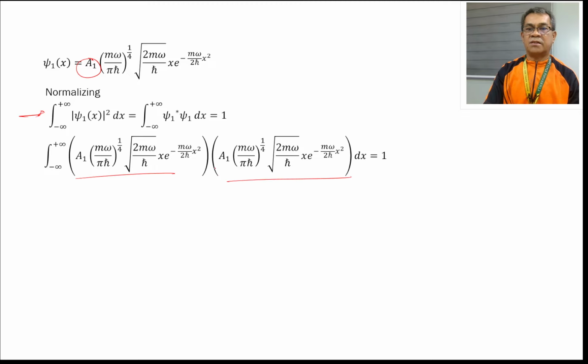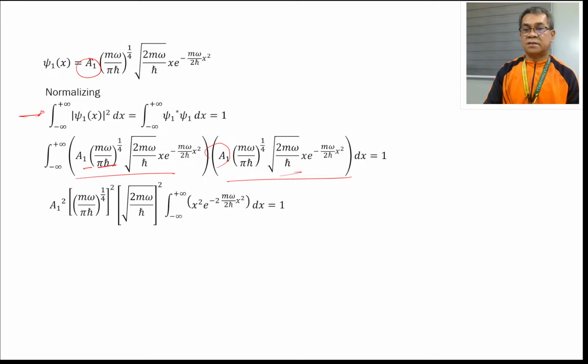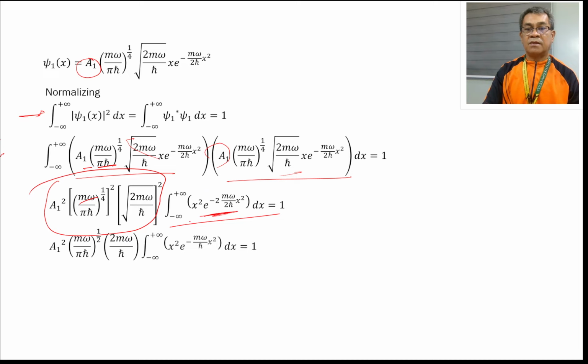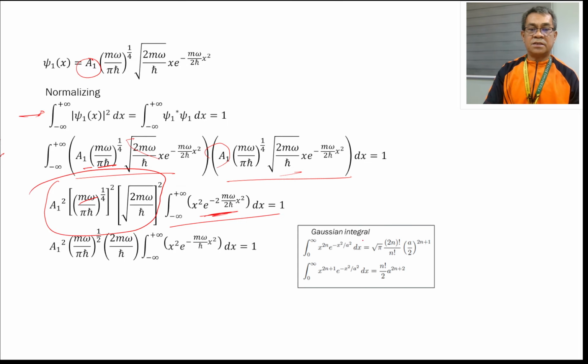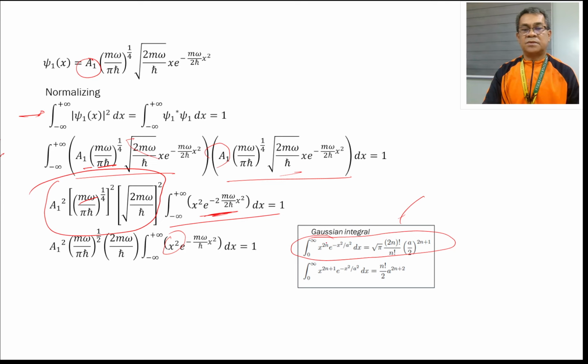Because it involves, but take note, the normalization constant is a constant, so we can move it, and also with this one, remove all the constants from the integral sign. We have this one. These are all constants, so we separate them completely. And of course, we need the Gaussian integrals to help us. And take note this time we have here, so it's good to use this one.